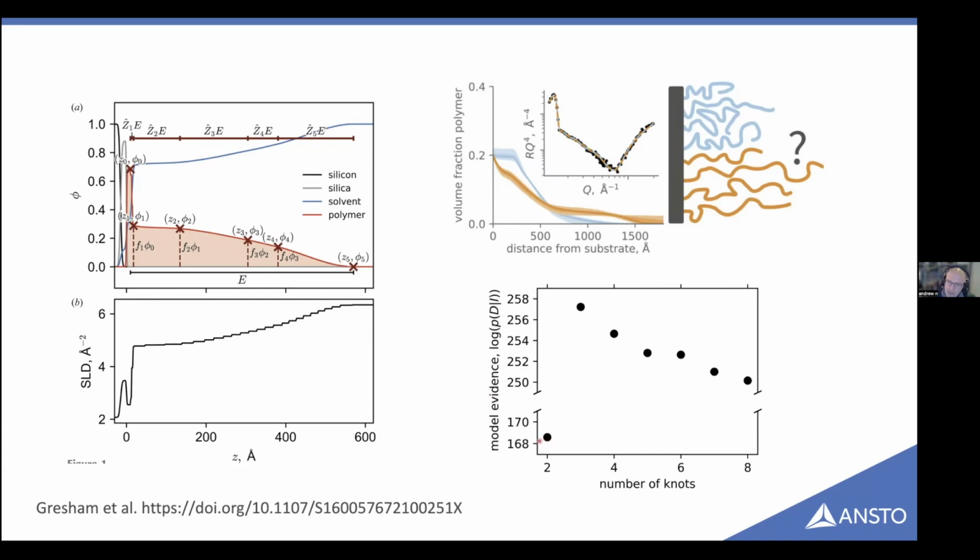That log evidence is 168. Then if you use 3 knots, it shoots up rapidly, because there's a cut in the axis here, up to like 257 odd. But if you start using more than 3, 4, 5, 6, you stop increasing in probability, and in fact you start to decrease. So here we probably want to be using at least 3. You can probably use 4, but there's no justification for using 5 and above.